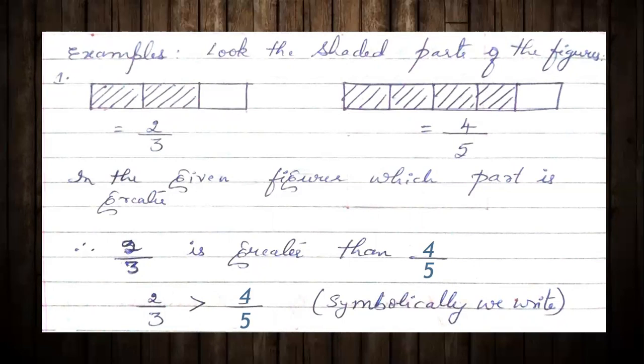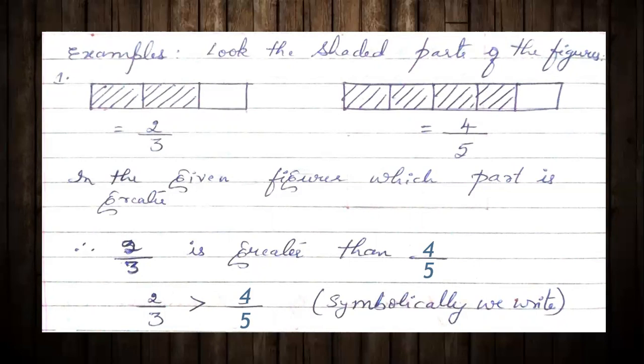When you check both fractional numbers in the denominator, the lesser number will be the greater one. The lesser number here is 3, which means the fractional number 2 by 3 will be greater than 4 by 5. For the next figure, the denominator is 5, which is greater. 3 is lesser, so the whole fractional number 2 by 3 is greater than 4 by 5. Symbolically, we write 2 by 3, greater than symbol, 4 by 5.